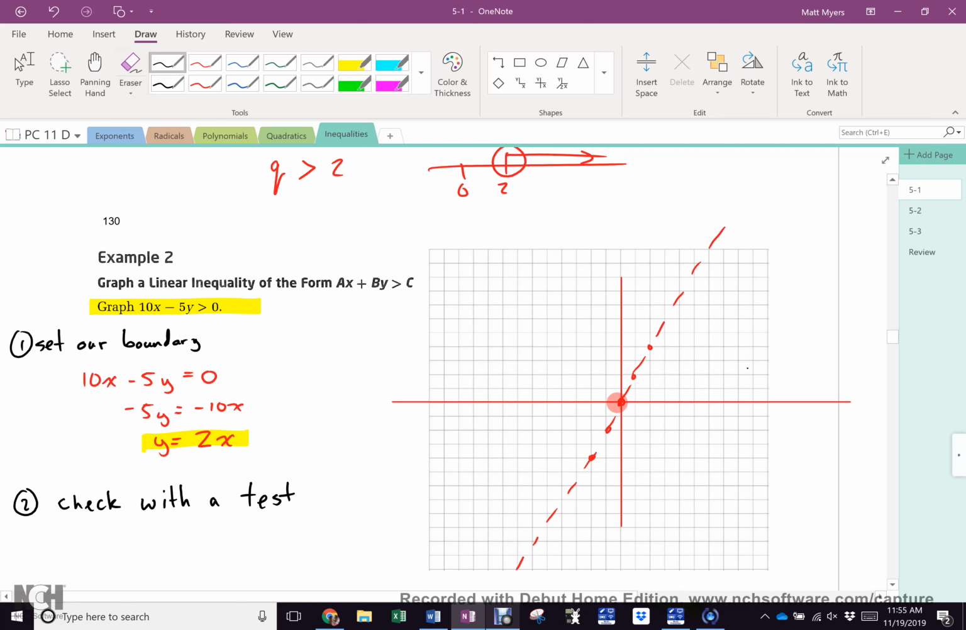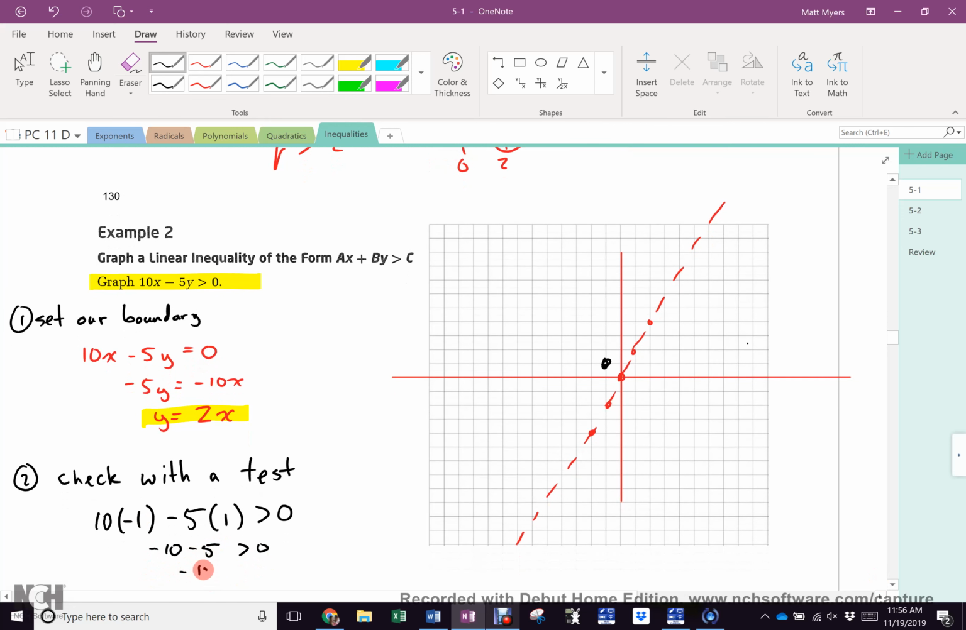Now, Hayden wanted to use negative 1, 1. That's cool. Let's do that. That works. There's negative 1, 1. So I sub it in. 10 times negative 1, because the x was negative 1, minus 5 times positive 1 had to be greater than 0. What's 10 times negative 1? Negative 10 minus 5 is negative 15. Is negative 15 greater than 0? No. So is that in the solution set? No. So where is the solution?